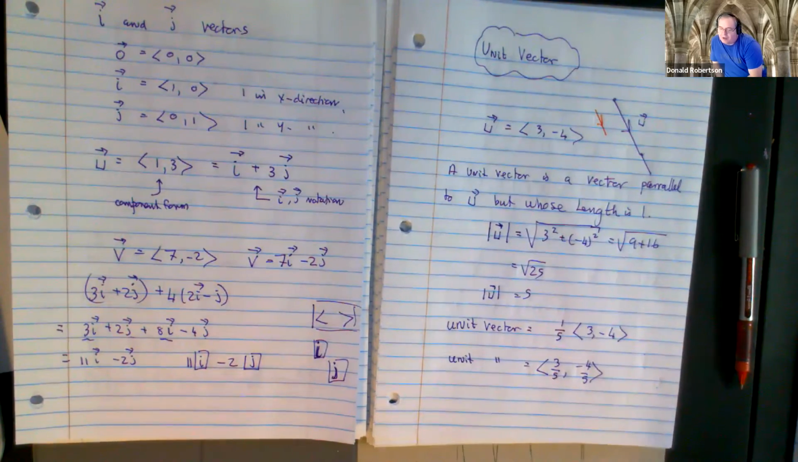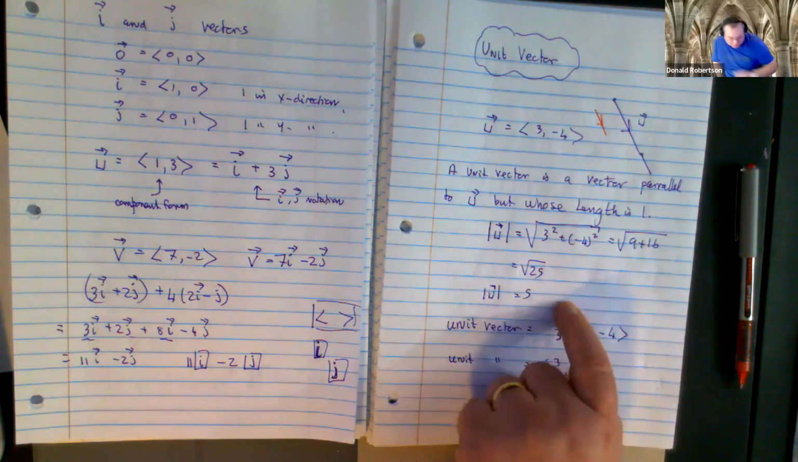Are you comfortable about how we calculate the unit vector? You find the length, the magnitude of the original, and then essentially divide by that number. And the way we write down divide is 1/5, for example.